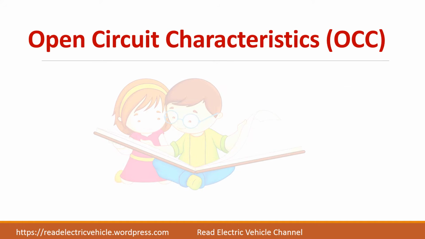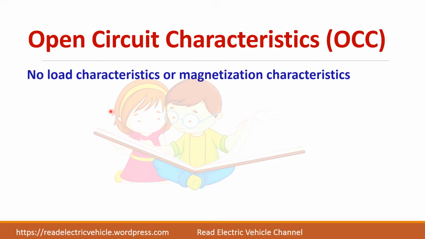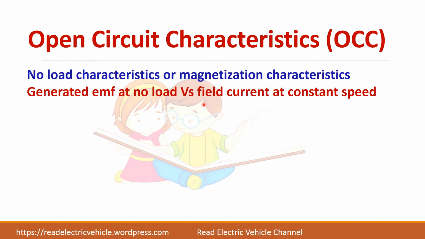First, let us see about the open circuit characteristics, which is also called OCC or no load characteristics. So no load characteristics means the generator is not loaded. The terminals are kept open. Now you are varying the field current and finding what is the generated EMF. So you keep on changing the field current and see what is the generated EMF. So that is called no load characteristics. You have to remember at that time the speed should be maintained constant.